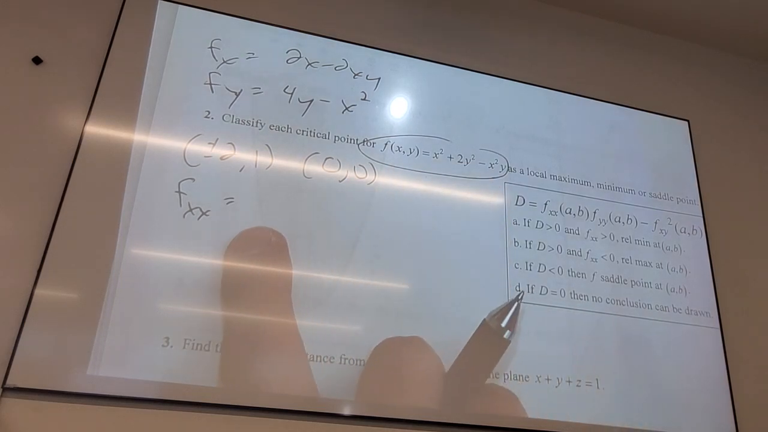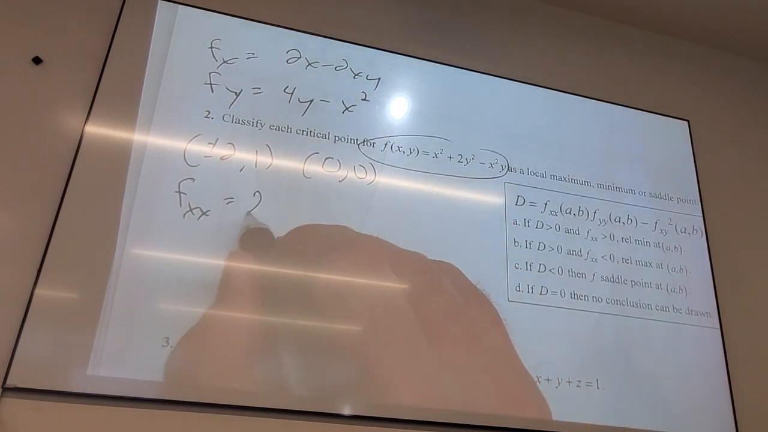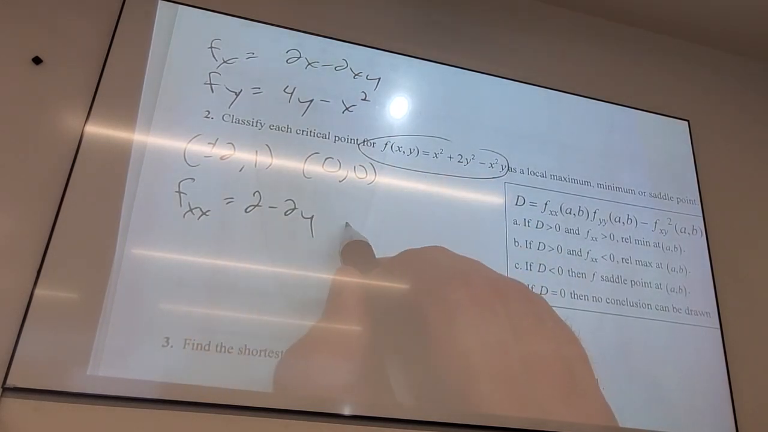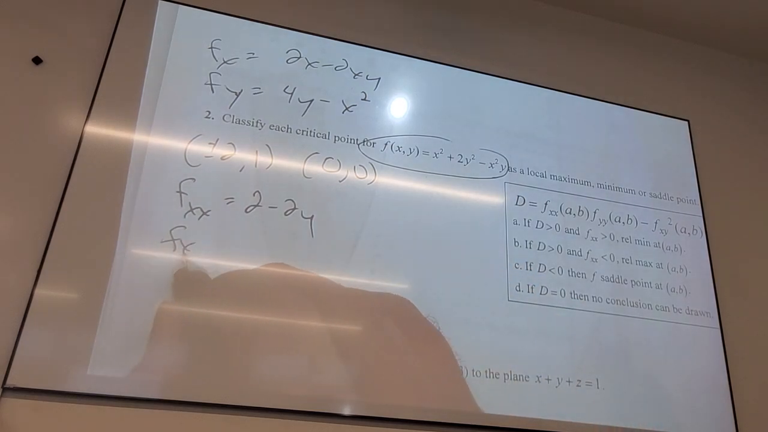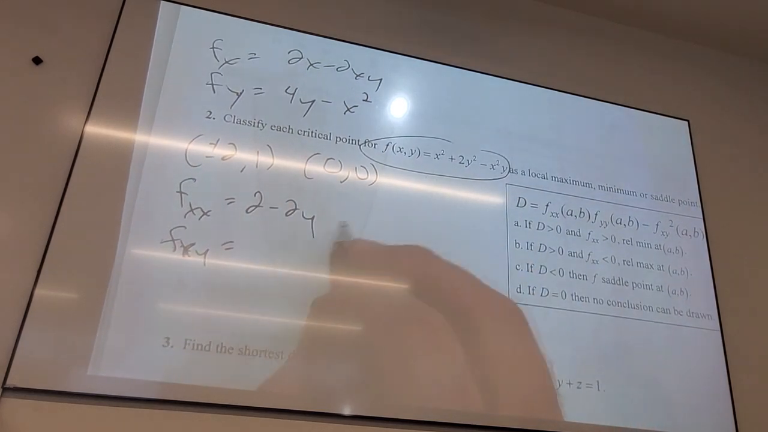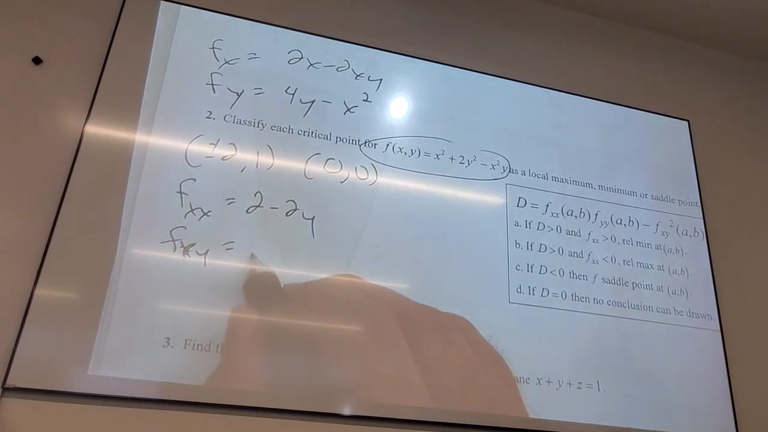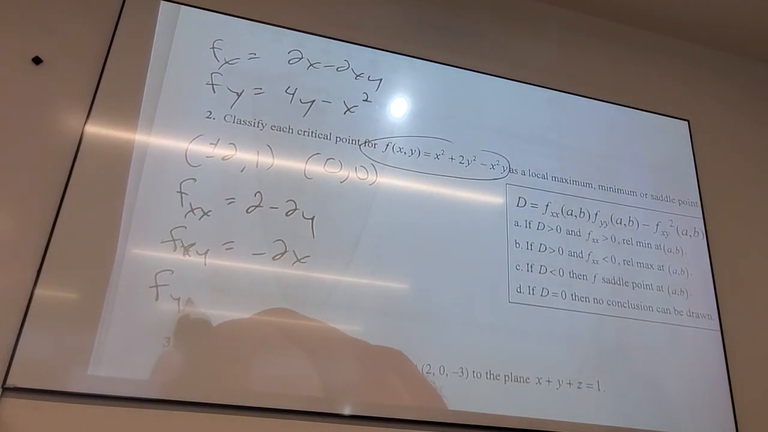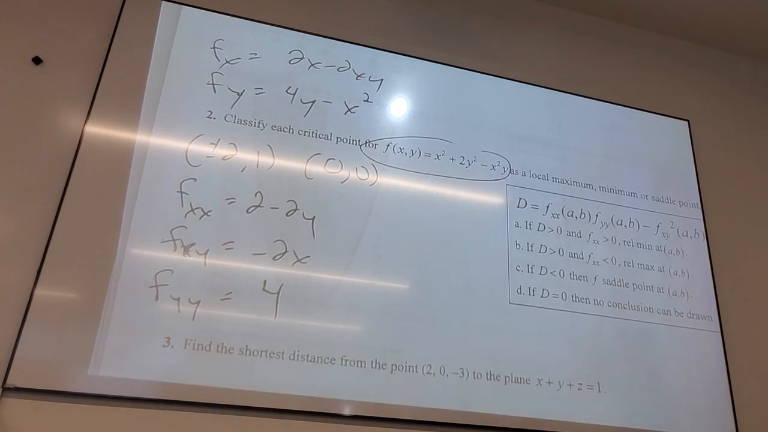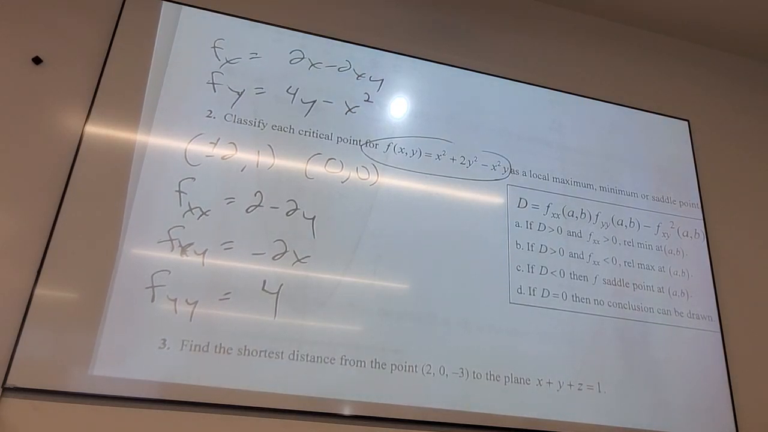So what do you guys get for fxx? 2 minus 2y. Yes. What's fxy? Negative 2x. Yeah, negative 2x. And what's fyy? 4. So what's nice is fyy is 4 no matter what. Yes? So that's kind of nice.